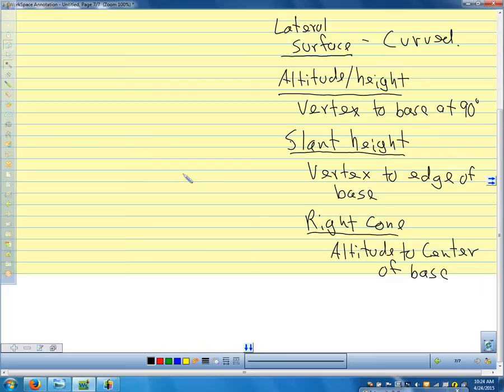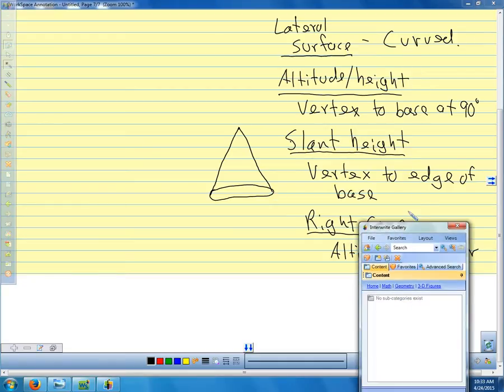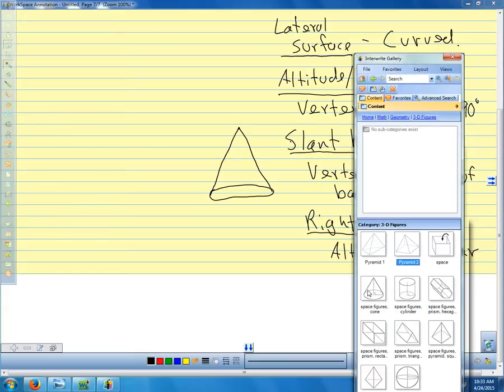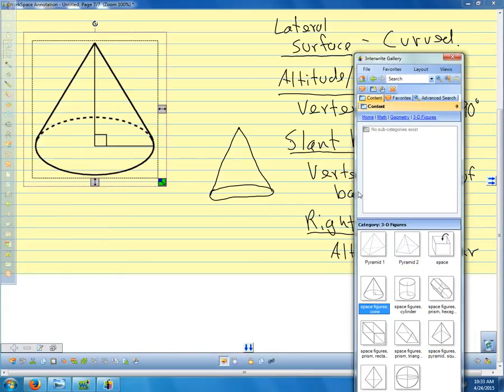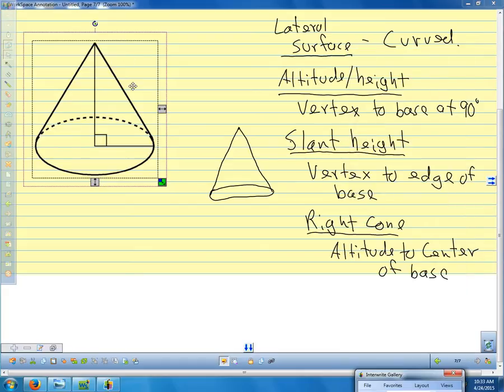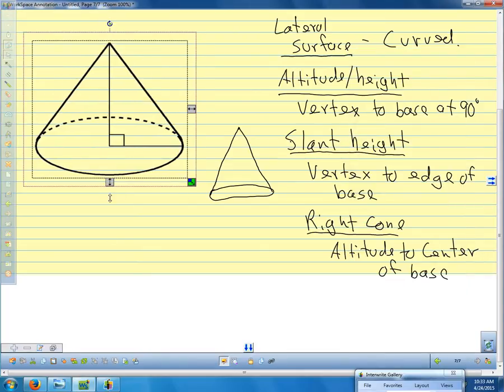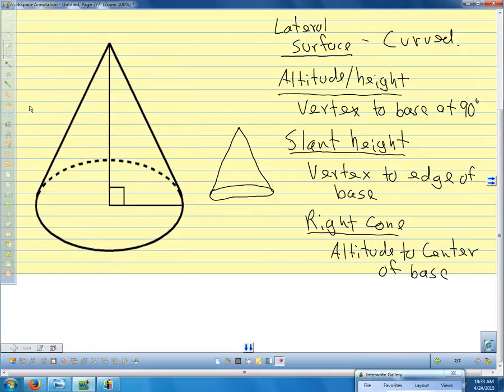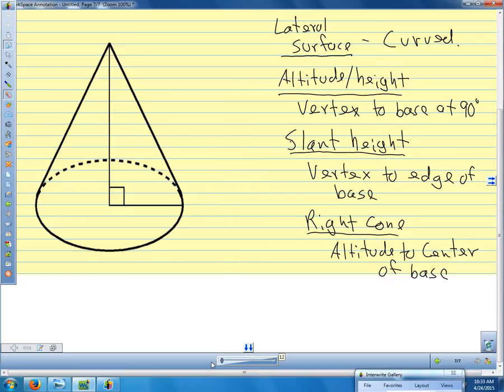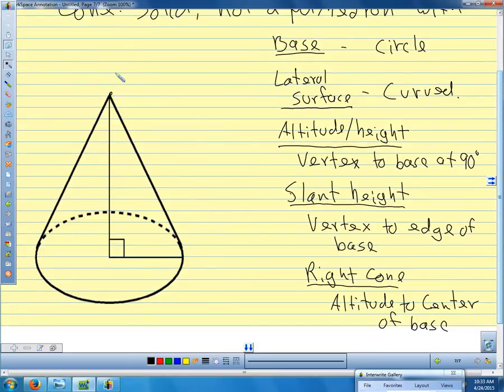So let's draw a picture of a cone. When I draw a picture of a cone, I usually just draw kind of a squashed circle and a point, and then connect those to the side. So there's a cone. I'm going to grab a different picture here because it has some different parts on it. So there's my picture of a cone. Let's label some parts. Here's my vertex, right at the top.